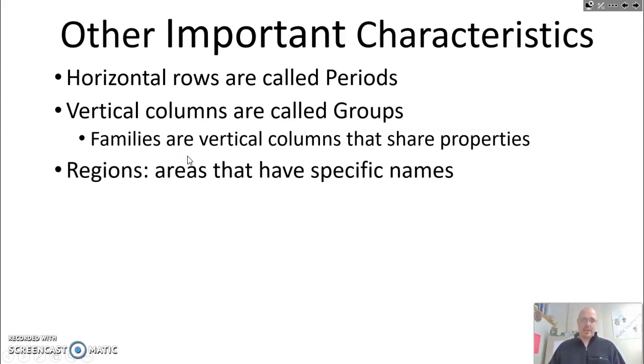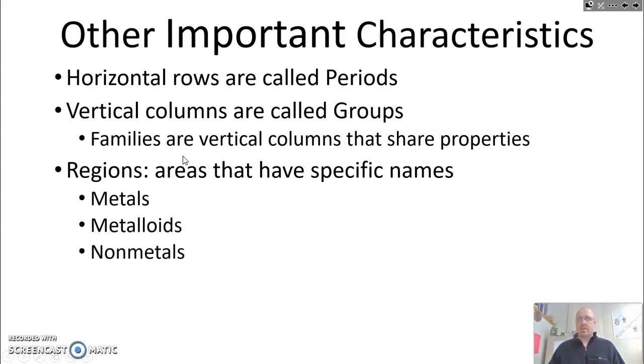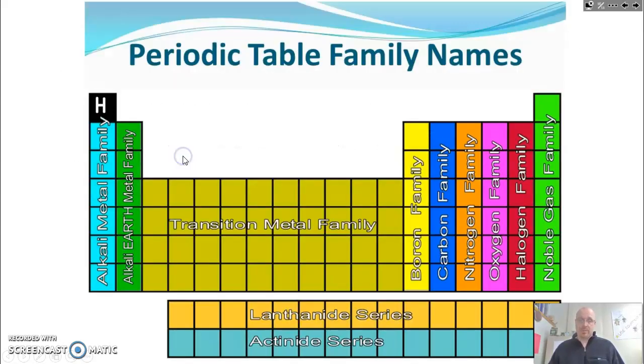A region is a larger area of the periodic table of elements that has specific names, and we'll get to those in a little bit. Some of the most common regions, the three big ones, are the metals, the metalloids, and the non-metals. Okay, and here is a periodic table with the family names. Remember, a family is basically a group that has similar properties.